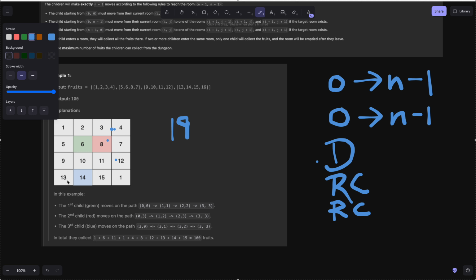And the next child, who is at n minus 1, 0, will move to this and then this. So total 100.